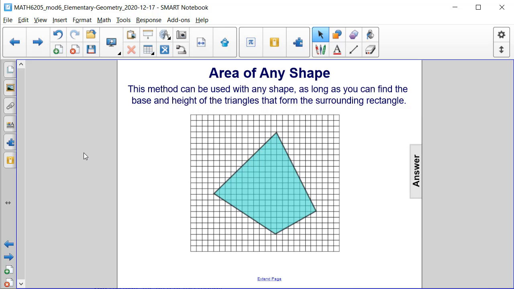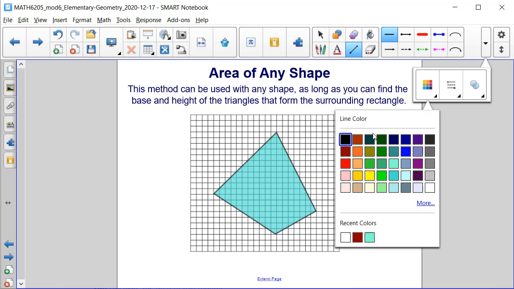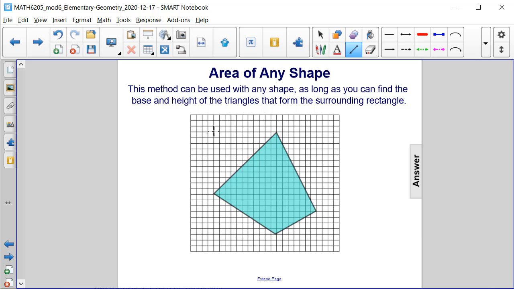This method can be used to find the area of any shape as long as you can find the base and height of the triangles that form the surrounding rectangle. Let's actually try it out. So first what I'm going to do is draw the surrounding rectangle. I'm going to make it a different color so that we can see how the different lengths correspond.